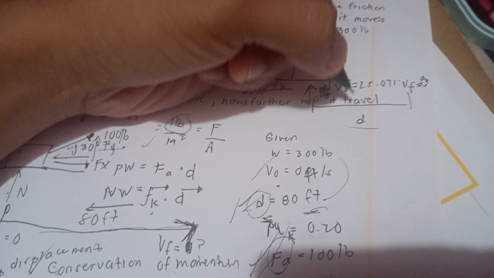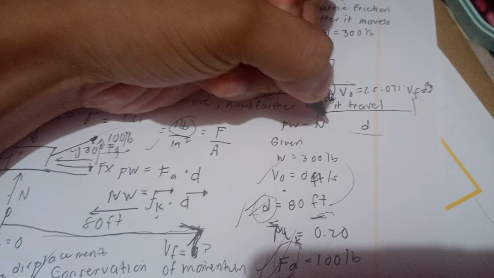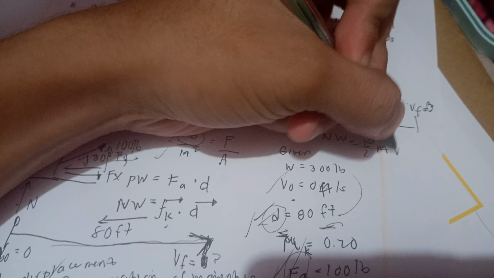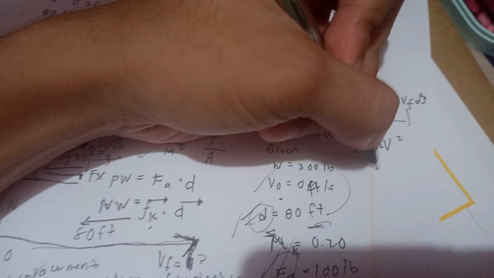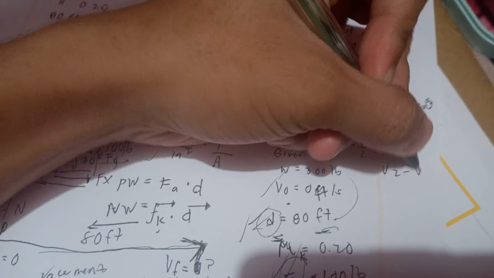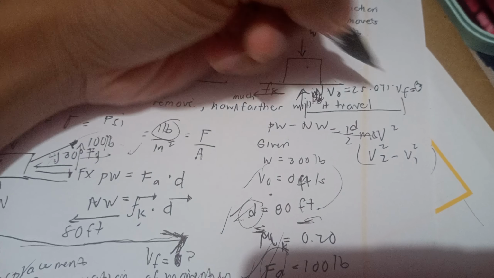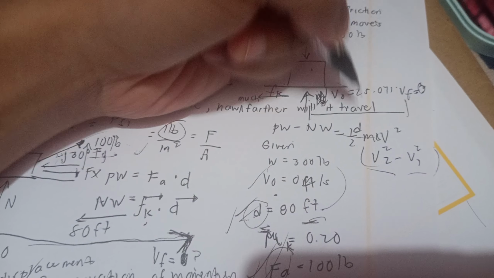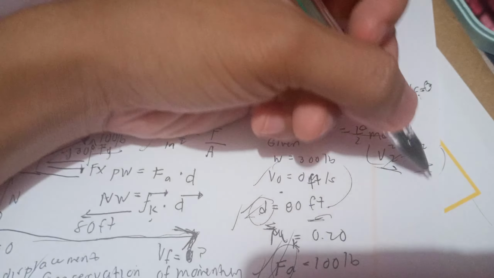So, dito, ganun pa rin yung formula: PW minus NW equals 1/2 m v squared change. Ang may iba lang dito, yung v2 minus v1 squared. Ang v2 magiging 0 na. Ang v1 magiging yung nakuha natin.